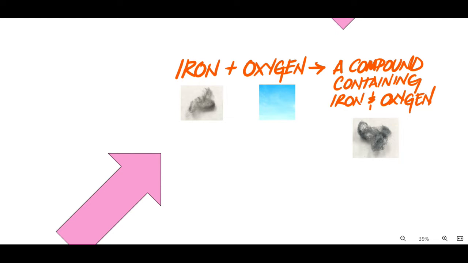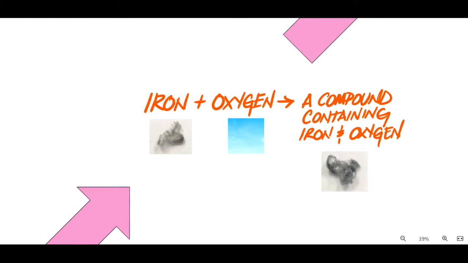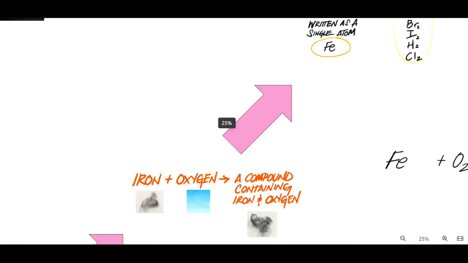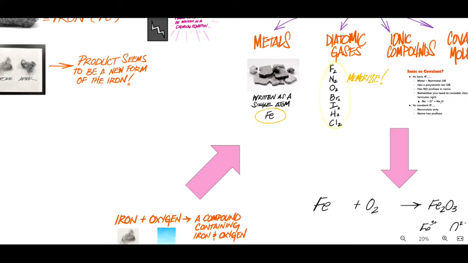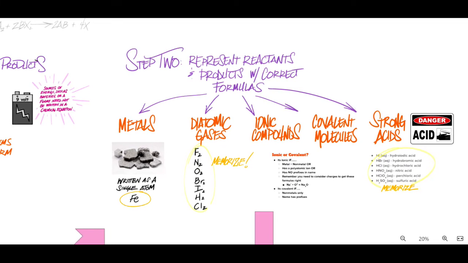But how are we going to change these words into symbols? This is probably the most important part of the process of writing a chemical equation. Dare I say also, it is the most challenging. Step 2 is representing reactants and products with correct formulas.